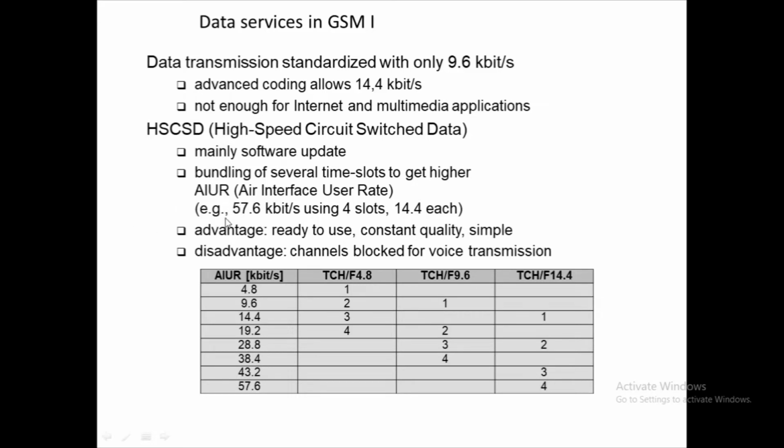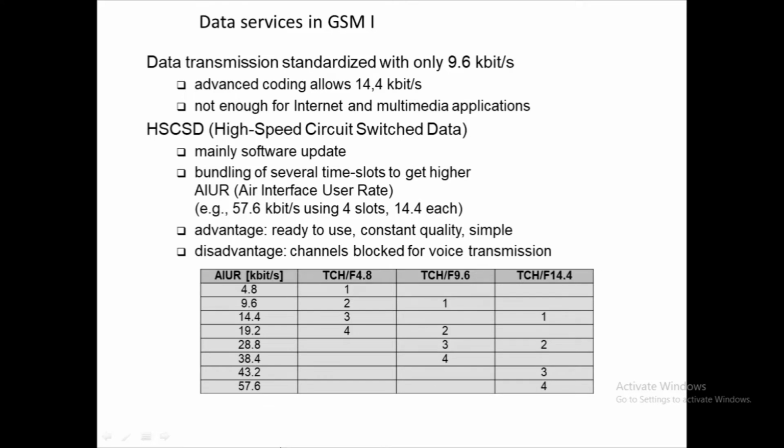For example, here an example is shown in this table: 57.6 kilobit per second. If you consider traffic channels of 14.4, the air interface user rate is 57.6 using how many slots? 4 slots, of 14.4 each for each slot. So this 14.4 is used for the air interface user rate.